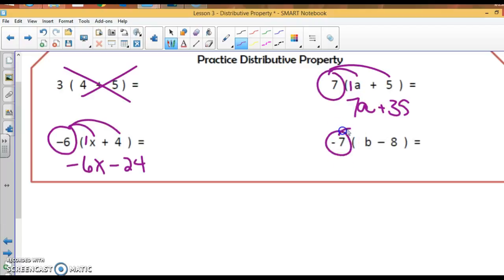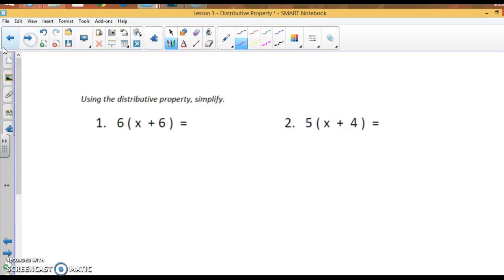Negative 7 times the quantity b minus 8. Negative 7 times positive b is negative 7b. Negative 7 times negative 8 is positive 56. You have to pay attention to the sign.